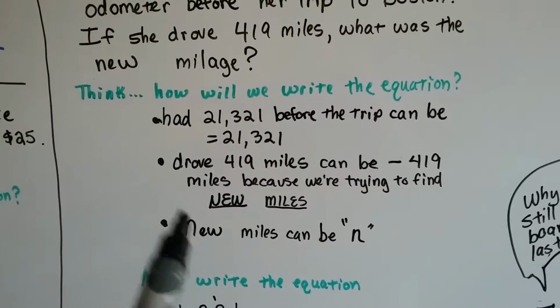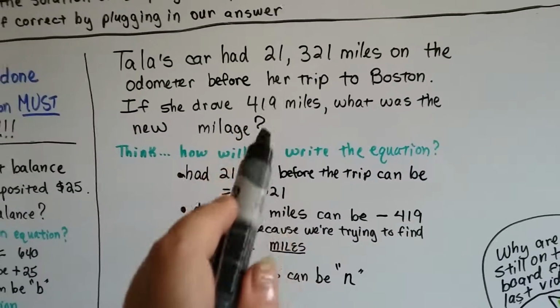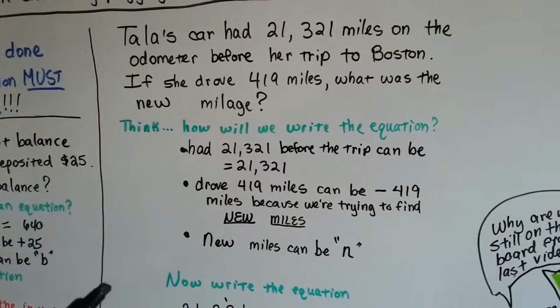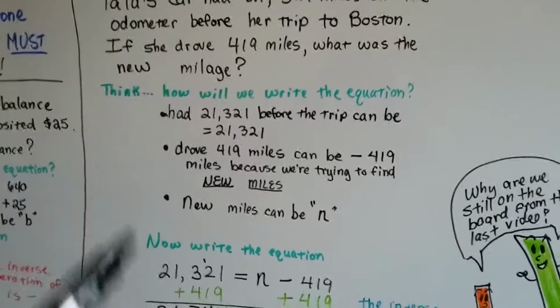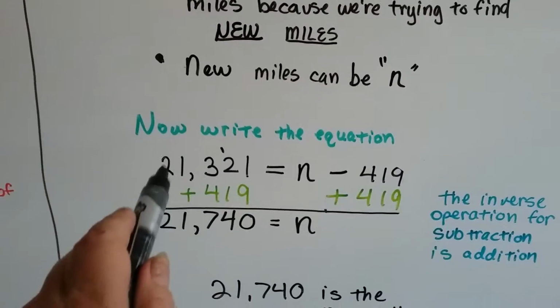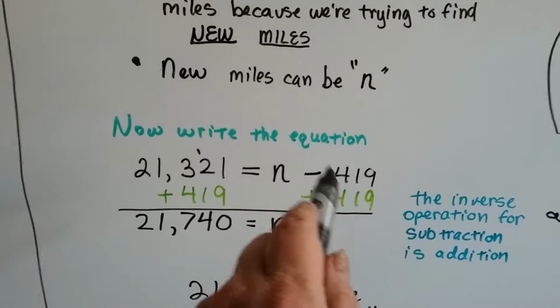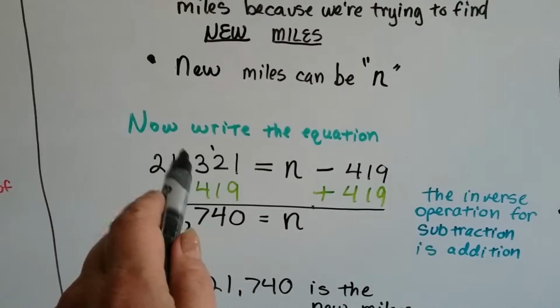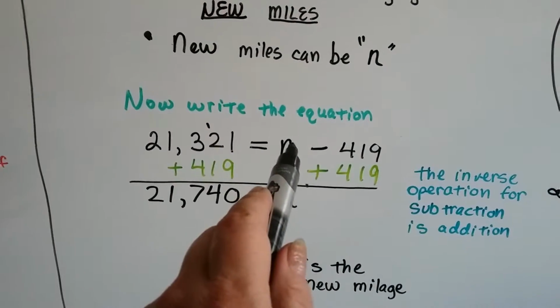Now again, I know you're saying, why can't I just add the 419 to that and get the new miles? Well, you could technically, but then you wouldn't learn how to do these algebraic equations, okay? That's what I'm trying to show you. So this is the mileage before her trip, the n is her new miles, and then we're going to take away what she drove and get the old mileage, okay? So then we'll have the new miles.